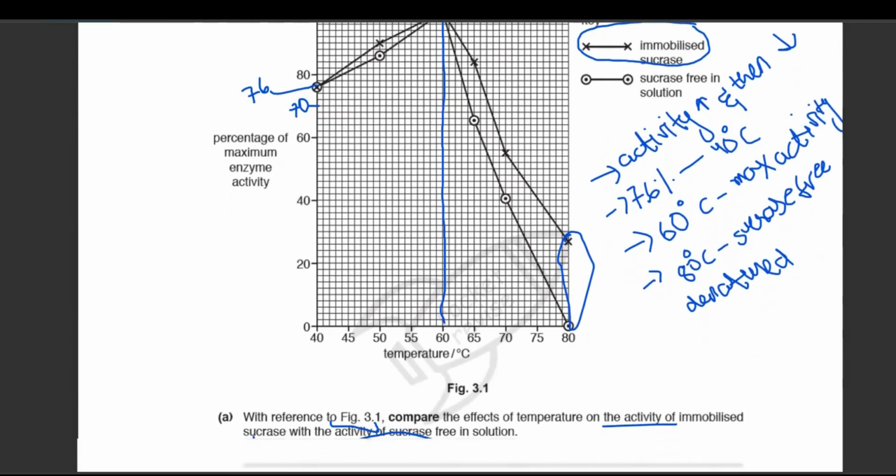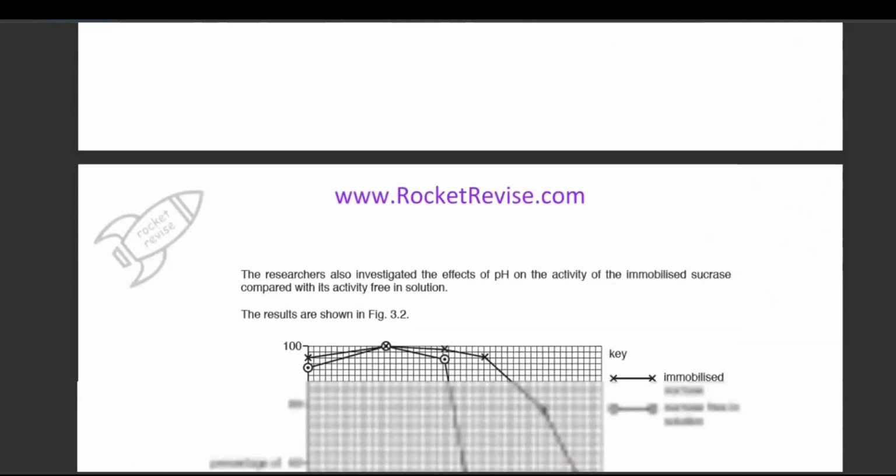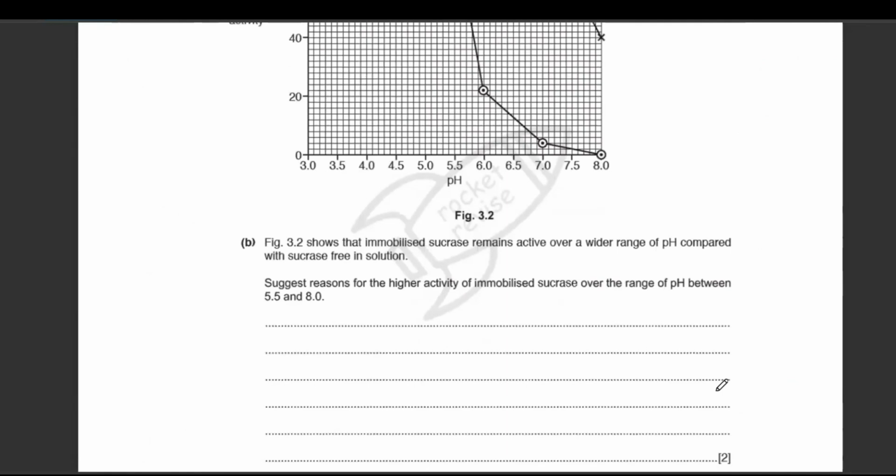ओके, ठीक है. चले. अच्छा जी, now this is another question. Figure 3.2 shows that immobilized sucrase remains active over a wider range of pH compared with sucrase free in solution. Suggest reasons for the higher activity of immobilized sucrase over the range of pH between 5.5 and 8.0.